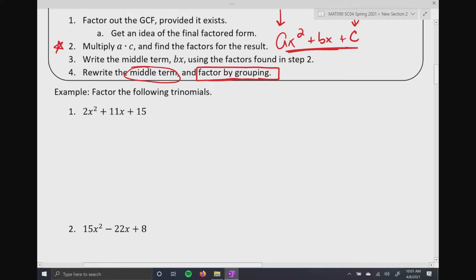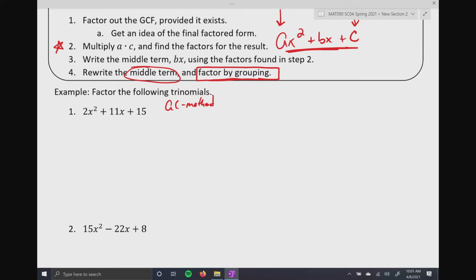So, there we go. Just watch. First, factor the following trinomial: 2x squared plus 11x plus 15. Now, I have a 2 out front. As soon as I see the number is different from a 1, I'm thinking AC method. So, I need the AC method here, which is directly above. So, step 1, factor out a GCF if it exists. There is no GCF here.